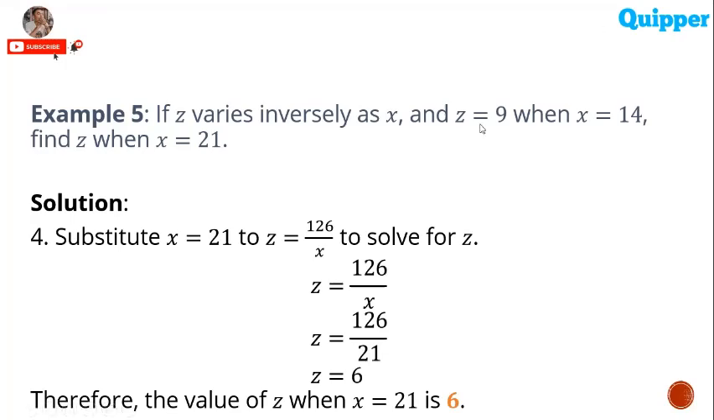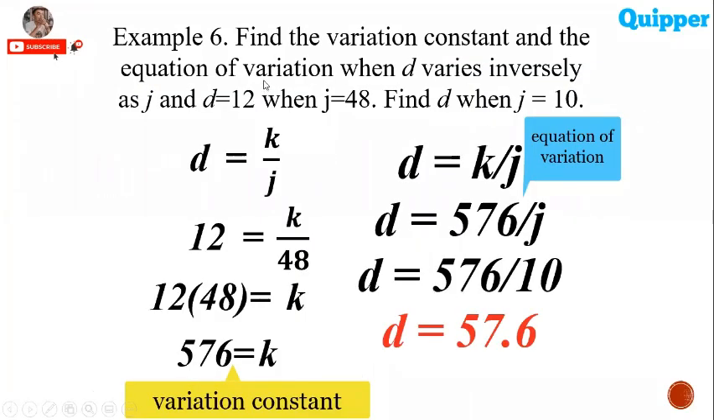Focus first on the 2 given, z equals 9, x equals 14. Then after you have the equation of variation, proceed to the second problem, which is finding z when x is equal to 21.